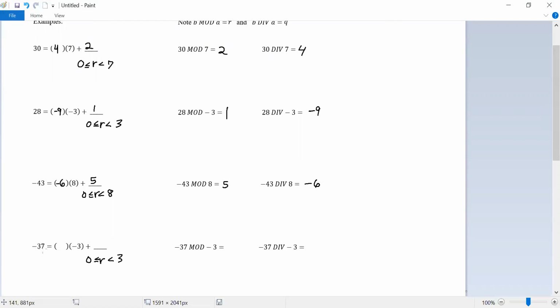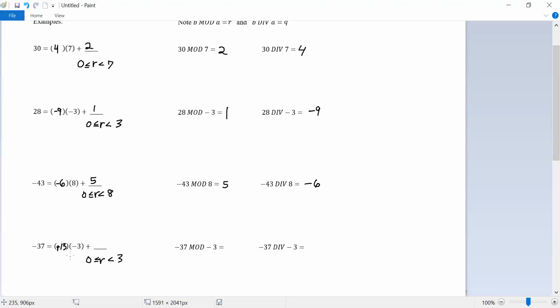So again, negative 37. I'm going to need a negative product here, so that's going to need a positive number. And if I do negative 3 times 12, I'll get negative 36. And I'll need to go down one more. So that's not going to work. I'm going to need 13 here.